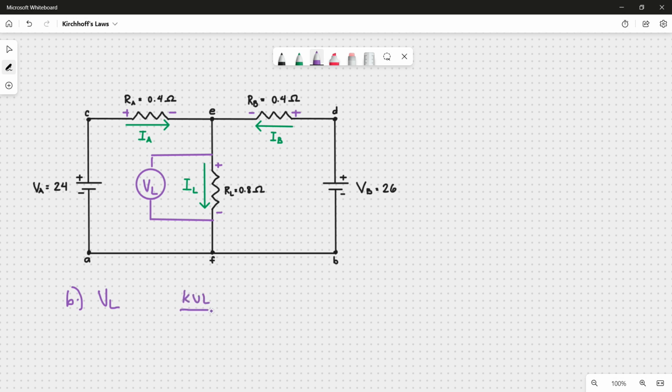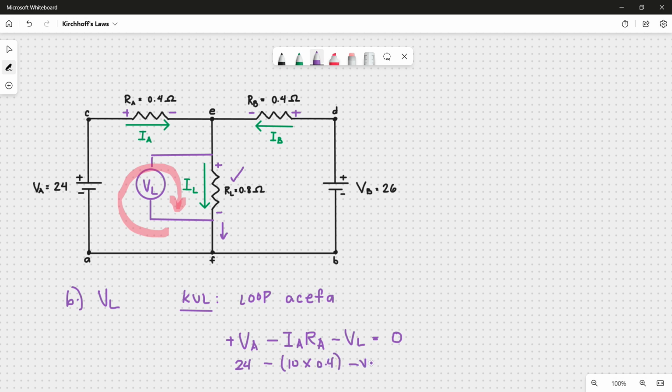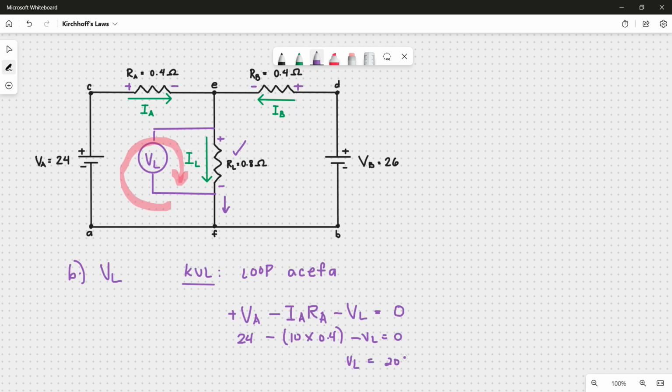The loop we'll trace should involve this part of the circuit, so it's safe to use ACEFA in a clockwise direction. Starting at VA, that's positive, IA times RA is again negative, and at this part we are now going to write VL because this is the variable that we are solving for. Now VL is a negative since we are leaving at the negative polarity. Substituting what we know, and we'll get the final answer of 20 volts.